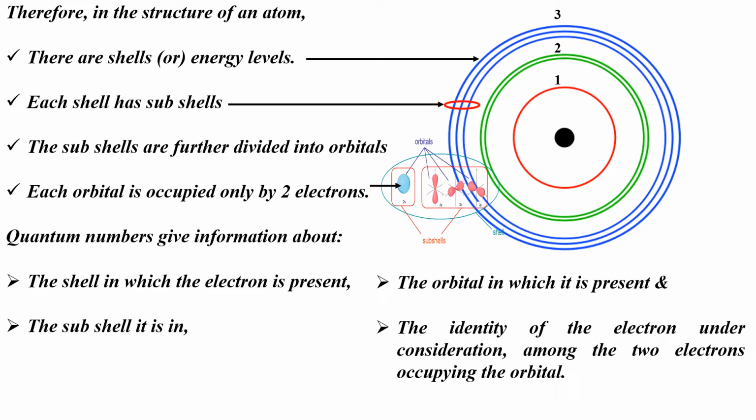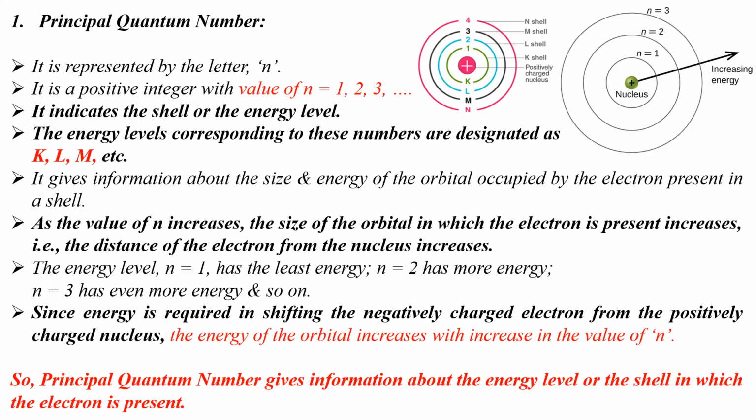The fourth quantum number, called the electron spin quantum number, helps you to differentiate the 2 electrons present in an orbital from the direction of their spin. Hence, quantum numbers help us in finding the address of an electron. They help in finding the exact location of an electron in an atom. Now let's study each quantum number in detail.